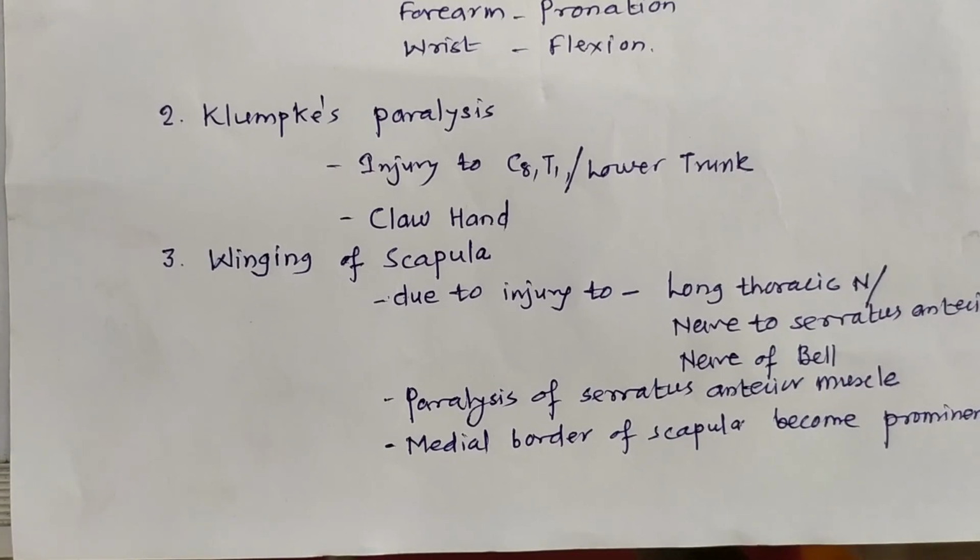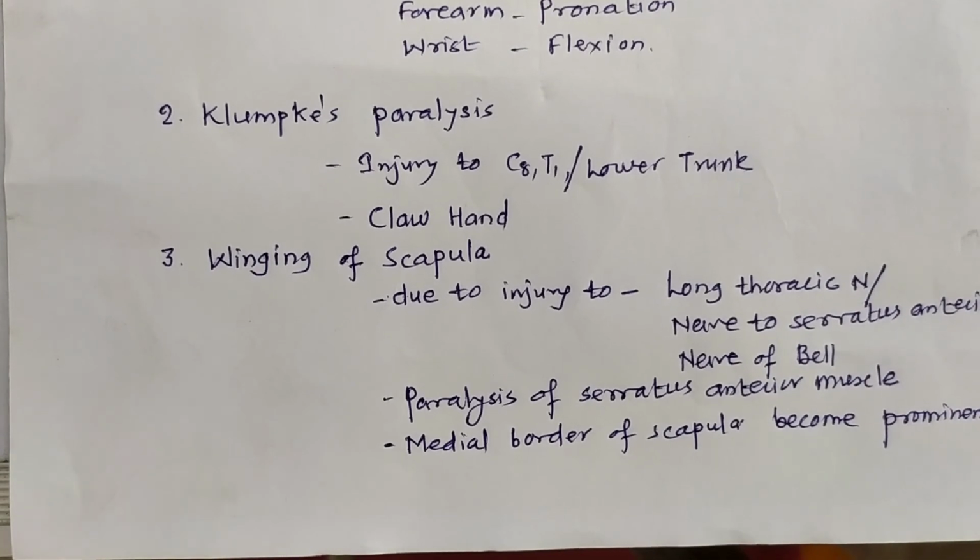Injury to the long thoracic nerve leads to paralysis of serratus anterior muscle. Long thoracic nerve is also called as nerve to serratus anterior or nerve of Bell. Injury to this nerve leads to paralysis of serratus anterior muscle, and due to this the medial border of scapula is raised and that is called as winging of scapula.